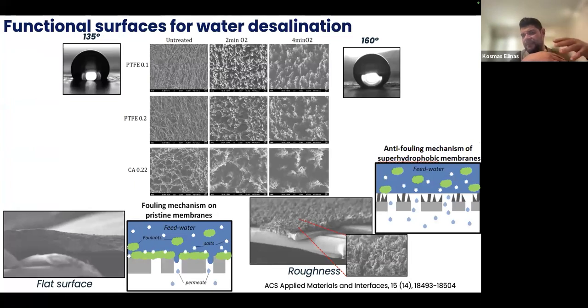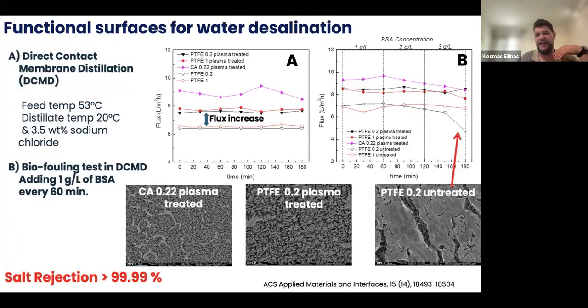So by making them superhydrophobic, you make the membrane, let's say, anti-fouling, self-cleaning, and you improve the efficiency of the desalination. And here you can see that compared to the untreated membranes, we have a flux increase if we make them superhydrophobic. And most importantly, this is the most important part, we manage to have stable behavior even after adding a foulant on this kind of membranes.